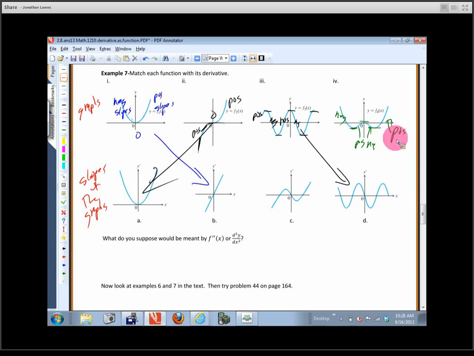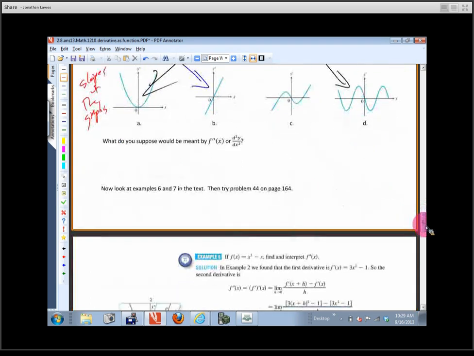So we're looking for something that starts off with negative values, hits 0, positive values, hits 0, negative values, hits 0, and then continues being positive. Negative slopes here, negative values on the derivative. 0 right here, 0 on the derivative. Positive slopes here, positive on the derivative. Okay? Do we get the idea? Any questions? Okay. Great. Then any ideas on what this means or this means?